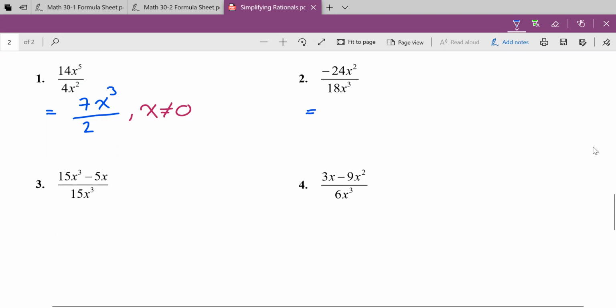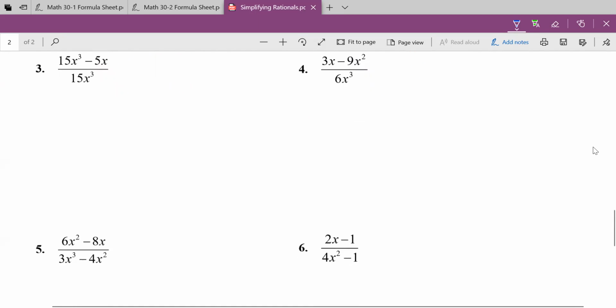Number 2. So same thing, I say to myself, what's a common factor of 24 and 18? 6 is. So I'm going to divide both of those by 6. That'll give me negative 4 over 3. And then in the x squared and the x cubed, well, I've got 2 x's in the numerator and 3 x's in the denominator. So when I divide, I'll be left with 1 x in the denominator. And again, our NPV, comma, x can't equal 0. There's monomials over monomials. Like I said, that's something I could have asked you to do in grade 10.